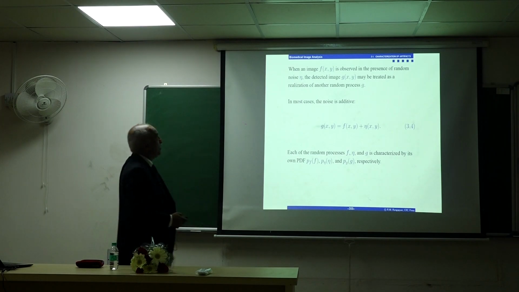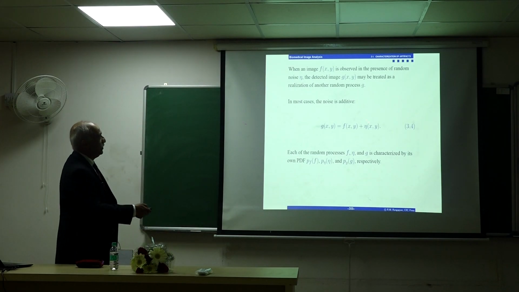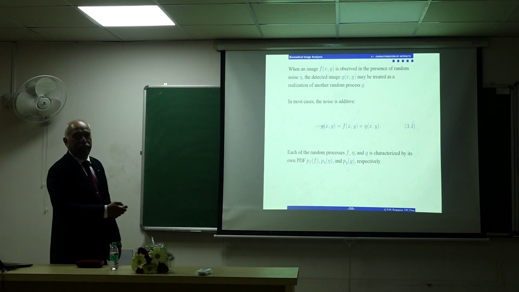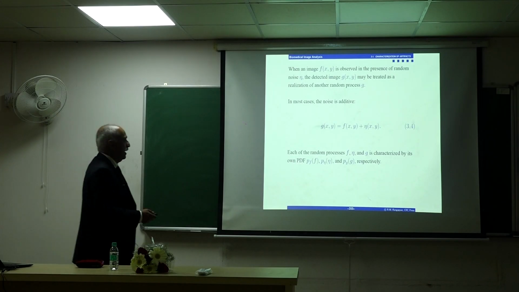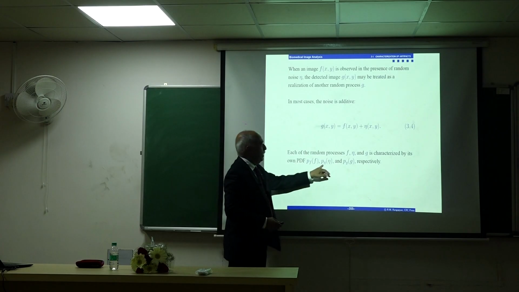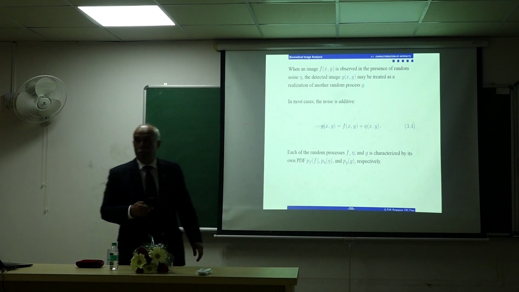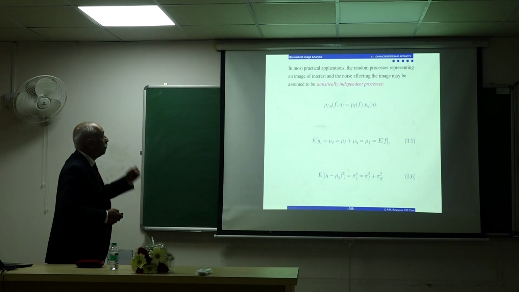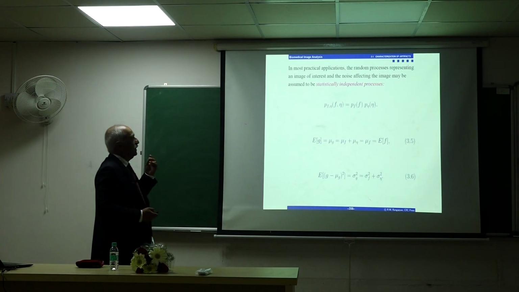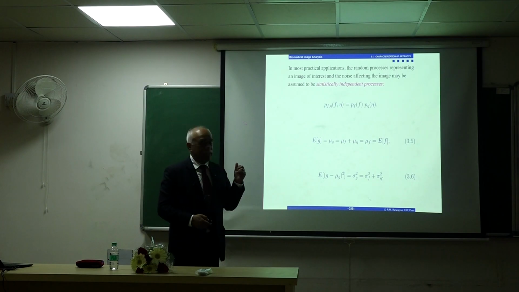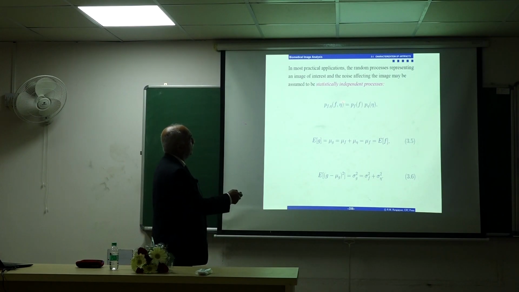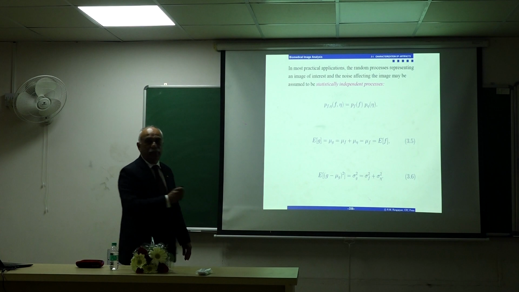So when an image is observed in the presence of random noise, we assume this model, additive noise. And each one has its own PDF, p f, p eta, p g. We assume they are statistically independent processes so that the joint PDF is the product of the individual PDFs.